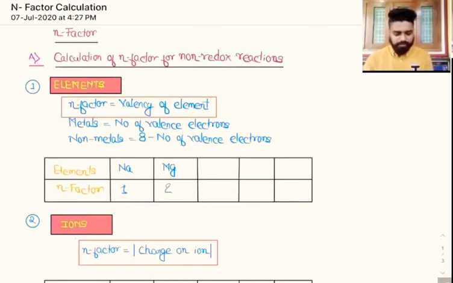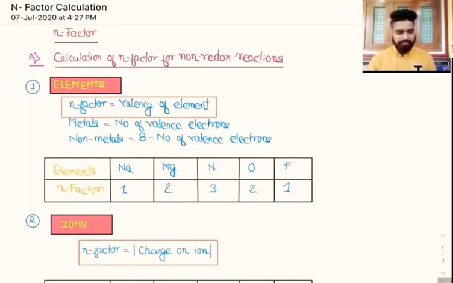In case of nitrogen, it is a non-metal, number of valence electrons is 5, therefore n factor will be 8 minus 5 equals 3. For oxygen, it is 8 minus 6 equals 2. For fluorine, it is 8 minus 7, that is equal to 1. So this is about the calculation of n factor for elements.